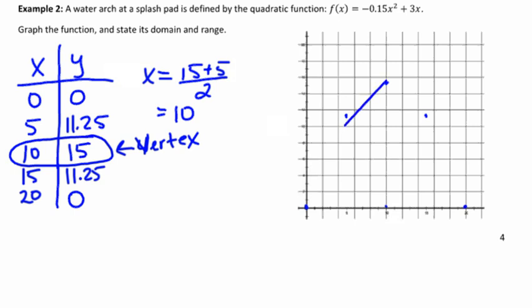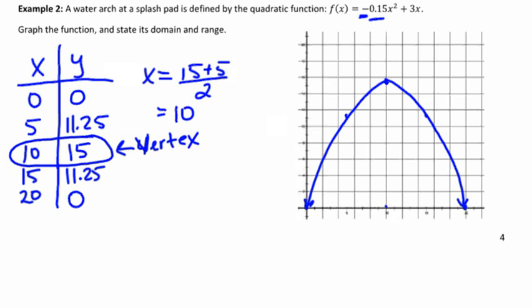We can see it's opening down. Oh, I'll try that again. We want to make sure we go through our points. So we know it's opening down because my a value is negative. It's a very wide graph because our a value is also in between 0 and 1. And it's moved to the right of our graph when our b value is 3. Y-intercept is 0 because our c value would be 0.